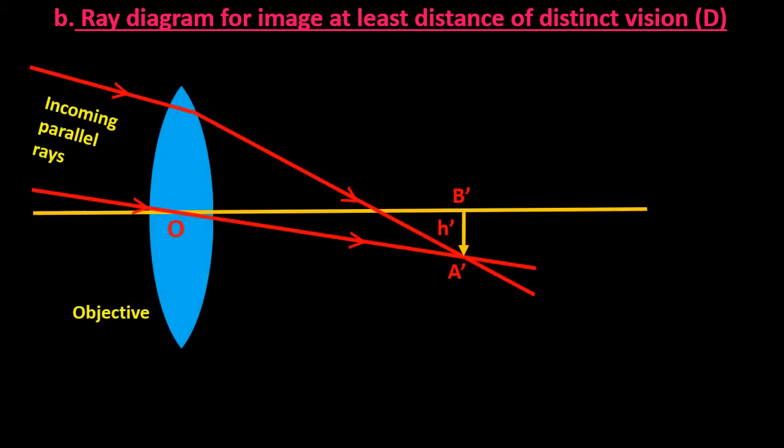Now let us discuss the second case where the final image will be formed at the least distance of distinct vision. In this case also, the image formation by the objective lens is the same. The only difference here is we have to adjust the eyepiece in such a way that this image A'B' will now lie within the focal length of the eyepiece, not exactly on the focus of the eyepiece.